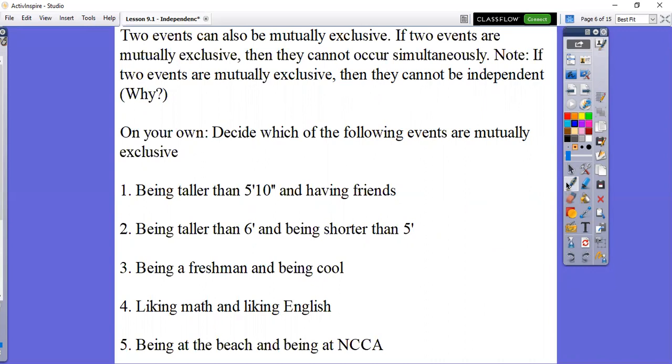So what I want you to do is try and figure out which of these events would be considered mutually exclusive. All right, number 3, be careful with that one. That one's kind of tough, but I'll let you think about that one.